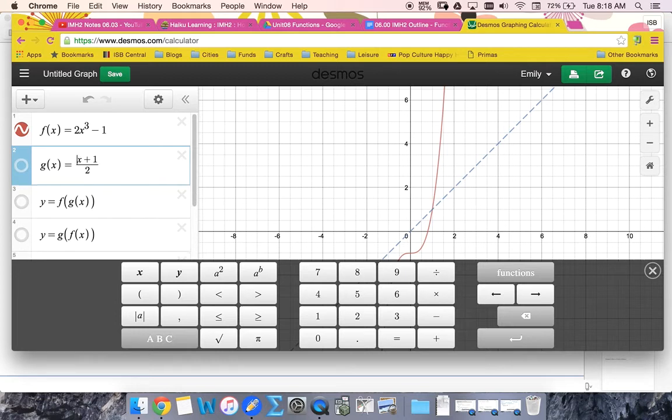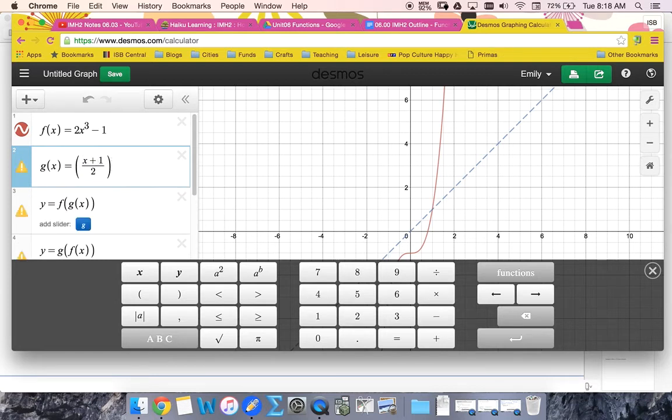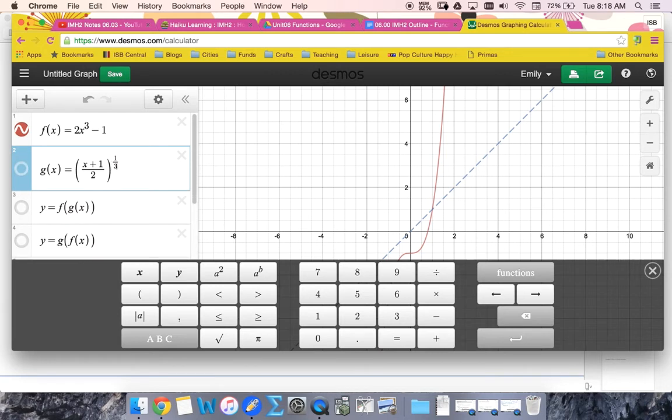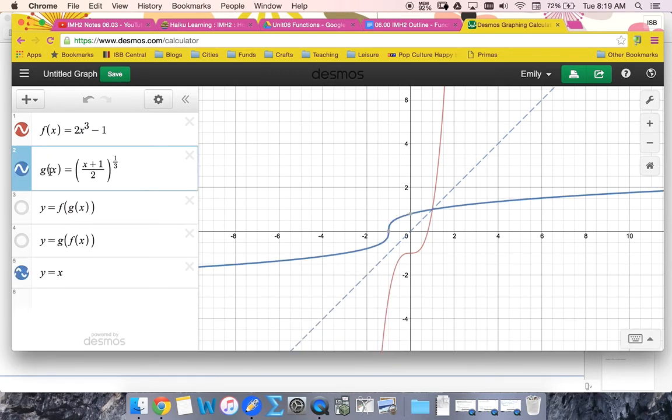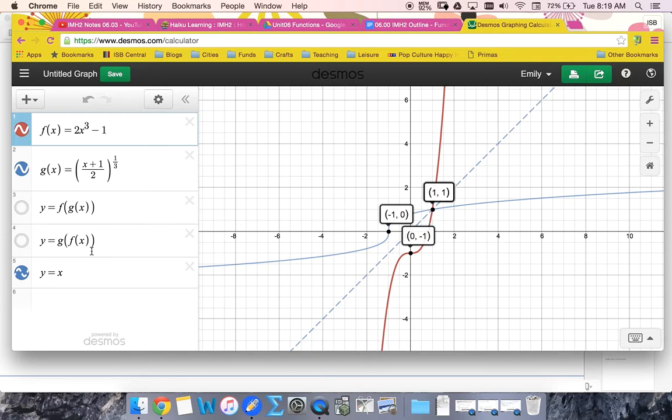I want to take this whole thing and I want to cube root it, so I'm going to raise it to the 1/3 power. So there's my cube root. Okay, it certainly looks to me like they're inverses. This part reflects over, so it will come down. My point -1, 0 should become 0, -1. My points where they intersect cross. So 1, 1 stays 1, 1.